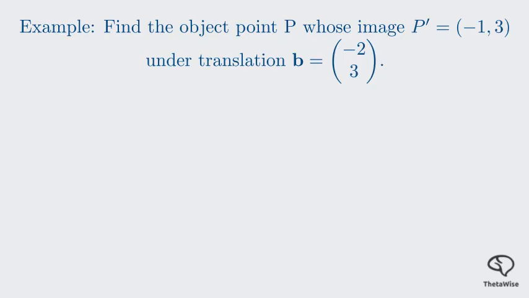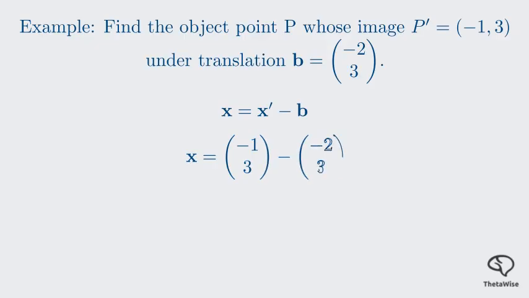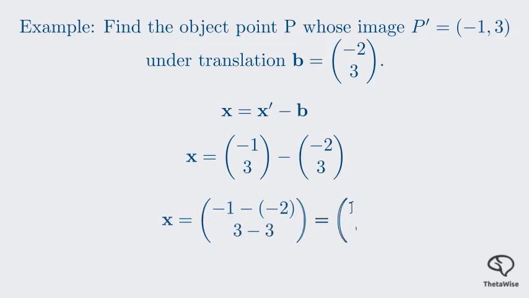The fundamental equation is the image equals the object plus the translation vector. To find the object, we can rearrange this to say the object equals the image minus the translation vector. Substituting our values, the object vector x is equal to the image vector, (1, 3), minus the translation vector, (2, 3). Performing the subtraction, the x-coordinate is 1 minus 2, which is -1. The y-coordinate is 3 minus 3, which is 0. Therefore, the object point was (-1, 0).